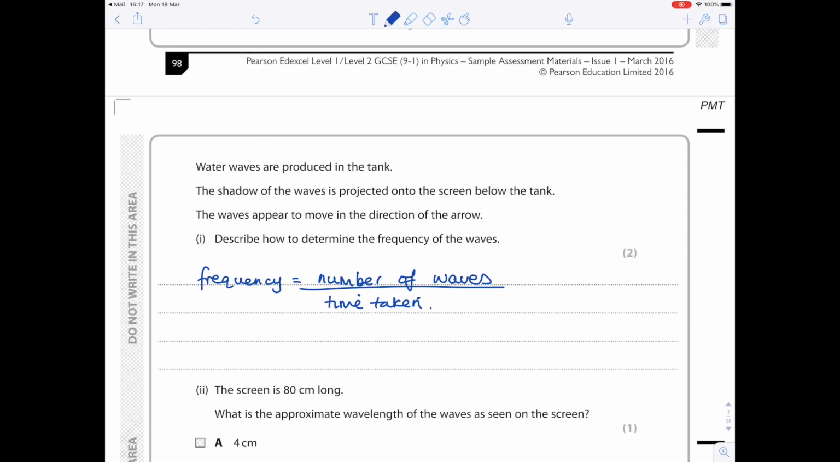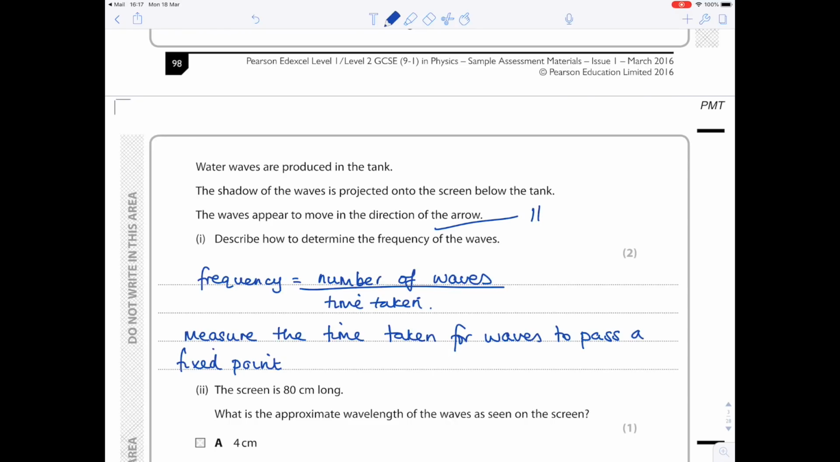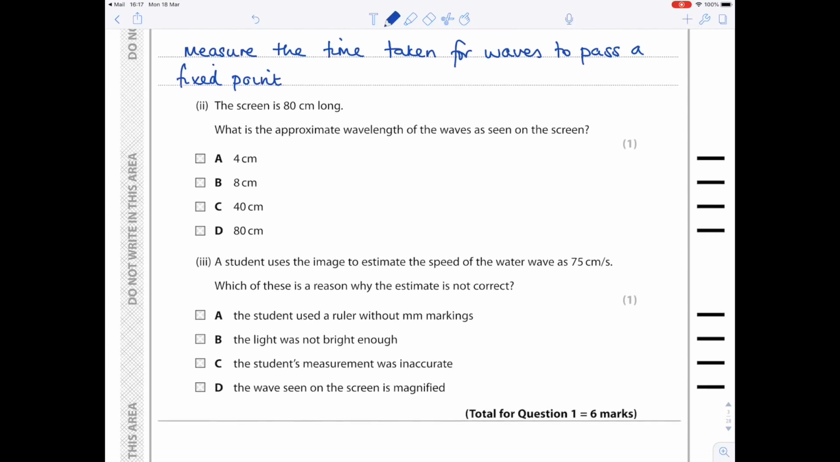So clearly we need to measure the time taken for waves to pass a particular point. And once you've measured both of those values, so the number of waves, the time taken, then you'll be able to calculate the frequency. And don't forget that frequency is measured in hertz. Units are so important. The screen is 80 centimetres long. What is the approximate wavelength of the waves as seen on the screen?